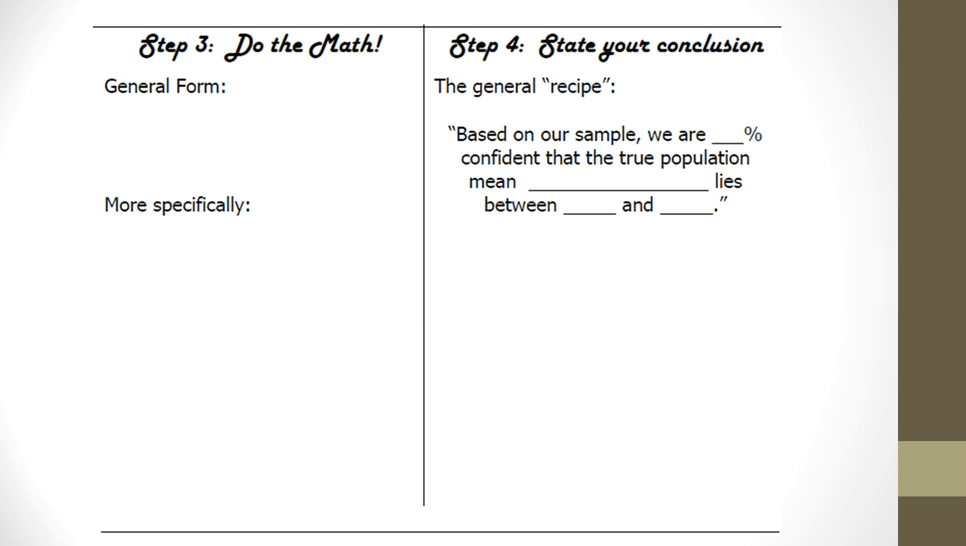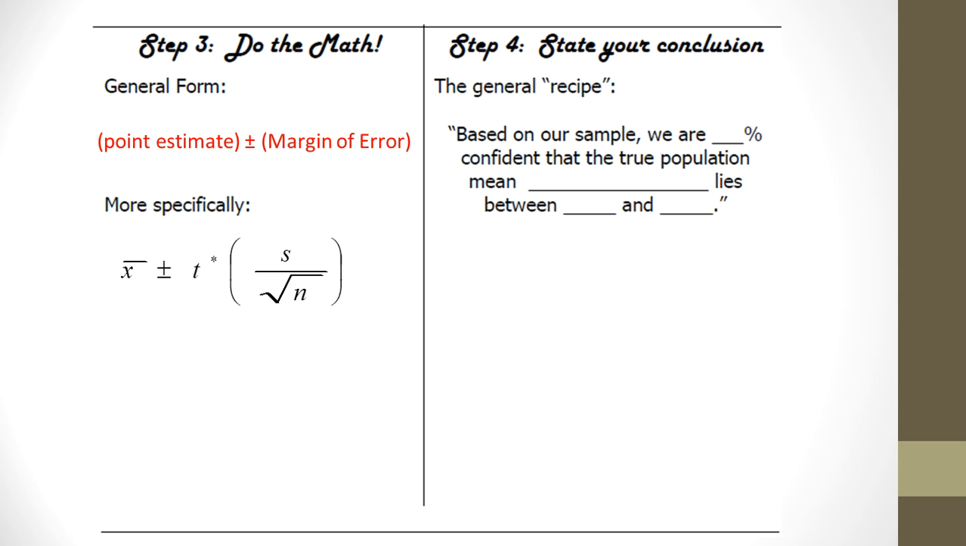Step number three is to do the math. The general form always remains the same. It is the point estimate plus or minus the margin of error. However, quantitative data has a slightly different formula than categorical. X bar plus or minus t star times the standard deviation over the square root of n. Again, you did this with the jelly blubbers where you found your standard deviation over the square root of n, and we'll be doing the same here.